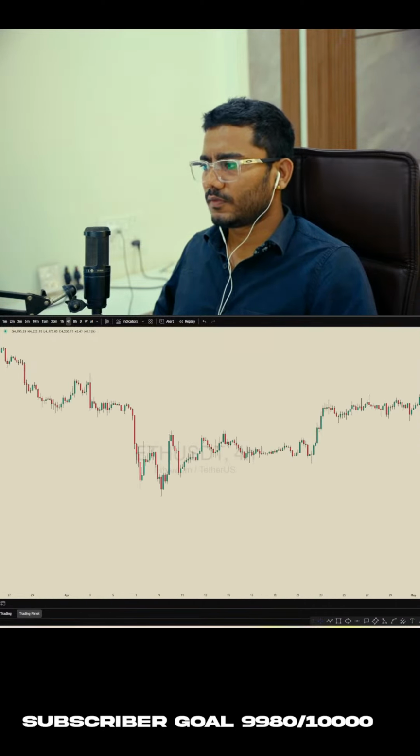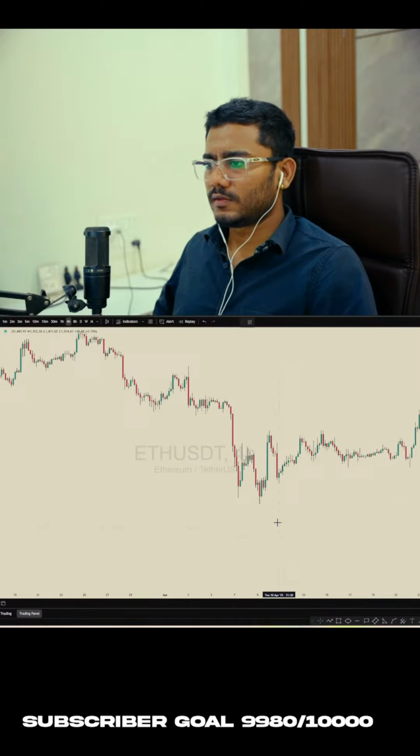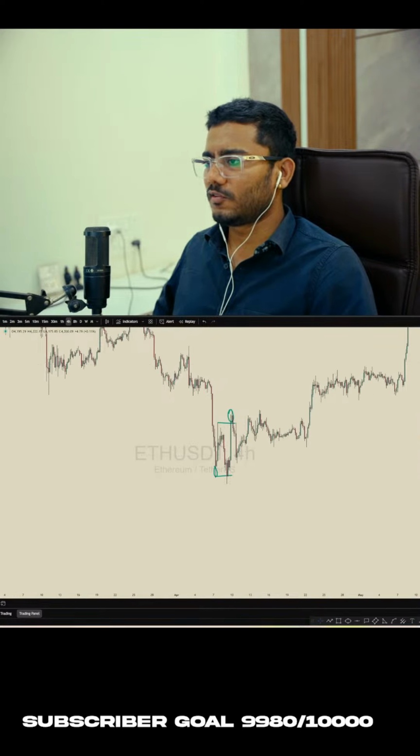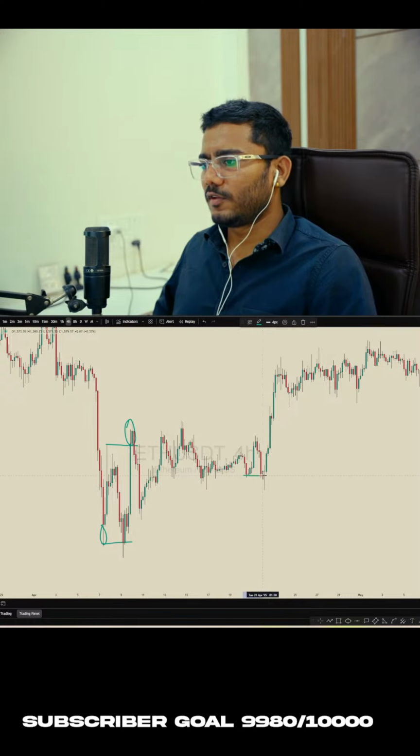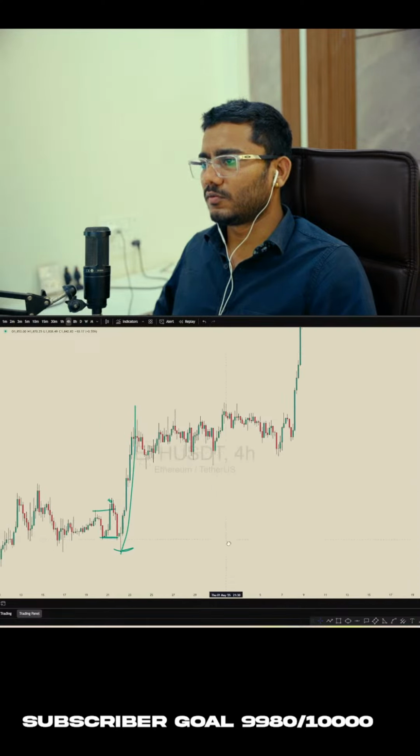Let's see here. If you look at this, price created a low and then price swept the low and then it started to go to the upside and then created this order block. So you can see this pattern. Whenever price creates a low, breaks the high, probably it will sweep the liquidity and then it can continue.